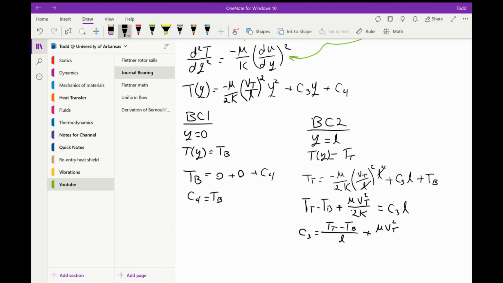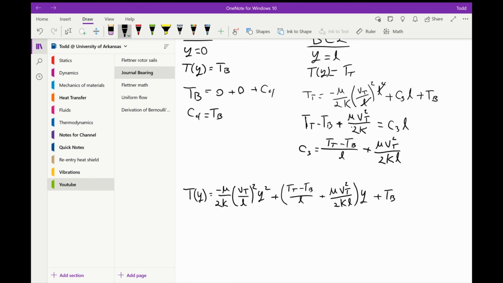For boundary condition 2, which is the top plate, y is again equal to L, and the temperature is equal to the temperature of the top plate, which nets us our constant C3. Once we have both of our unknown constants, we can put those back into our original equation, which gives us our temperature profile.